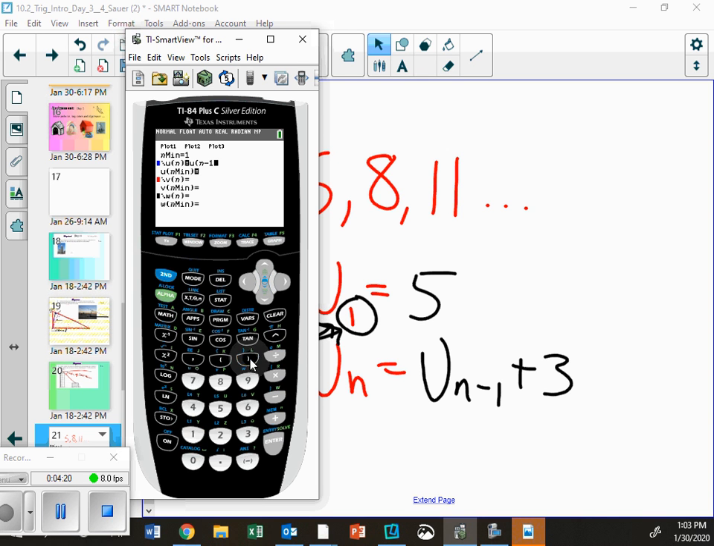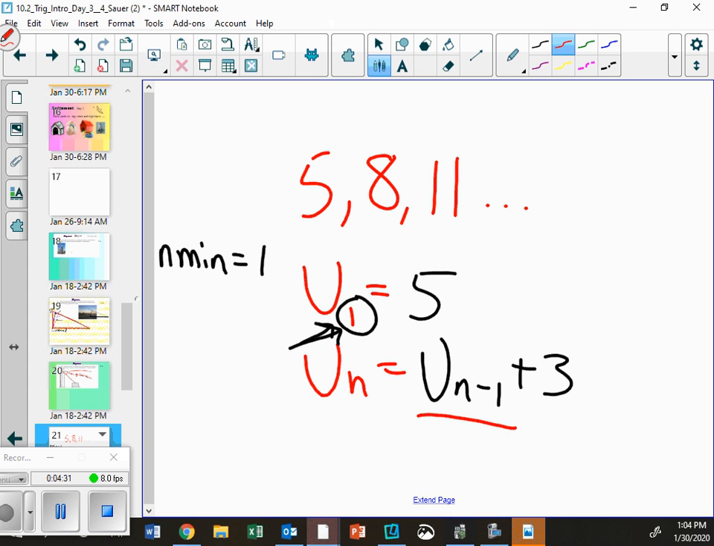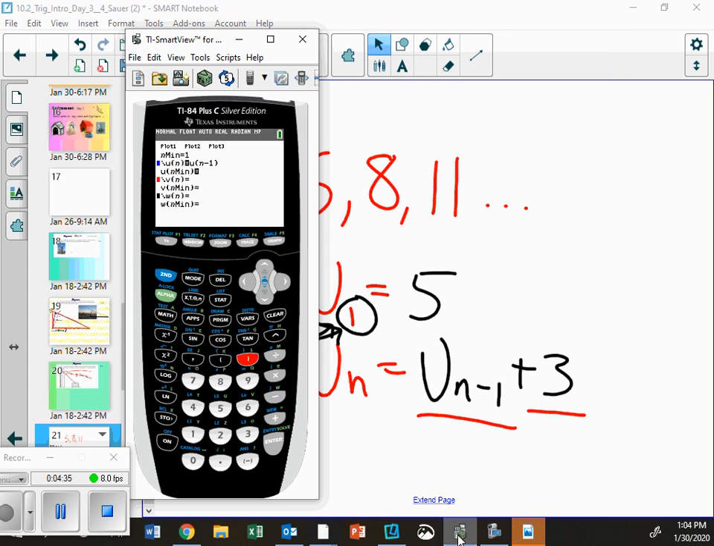And the parentheses. There, u sub n minus 1. And then don't I have to have something after that? Because what we just typed was this: u sub n minus 1, and now we've got to say plus 3. So we're going to say plus 3.